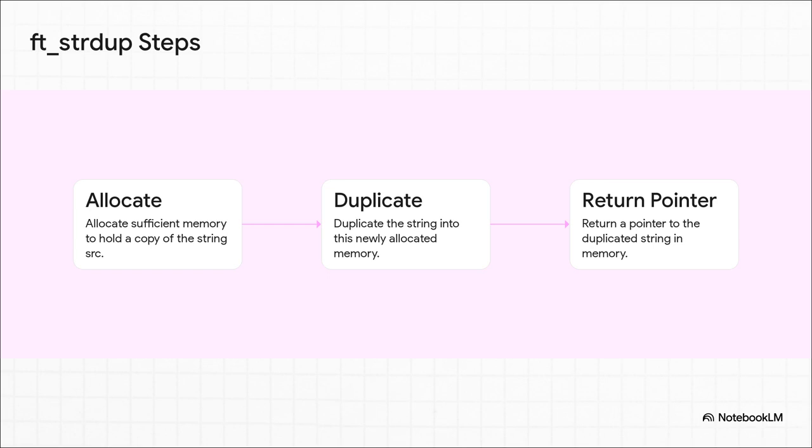Listen to me on this one. If you forget that +1 during your allocation, you're going to read or write out of bounds, and you will get a segmentation fault. The memory system is unforgiving, so always account for that null byte.